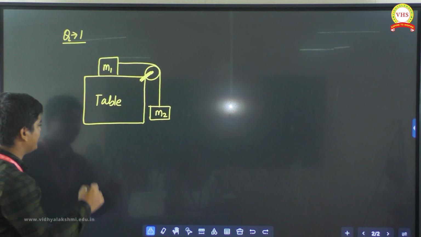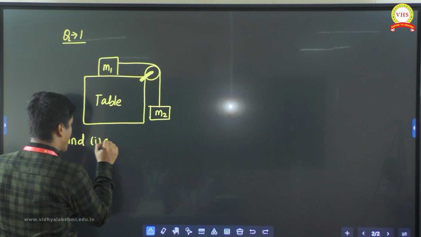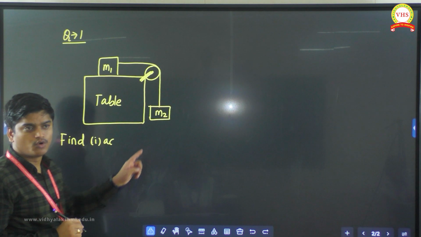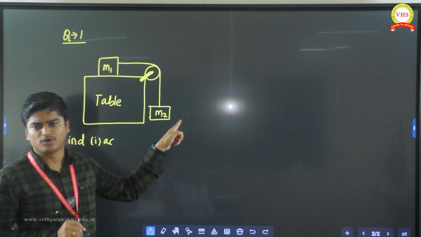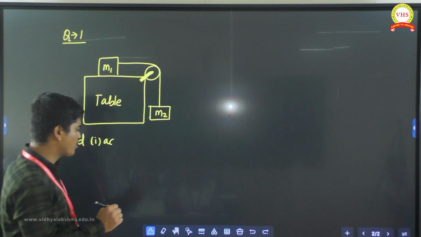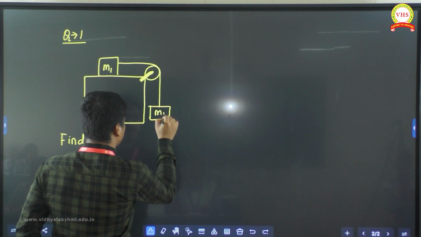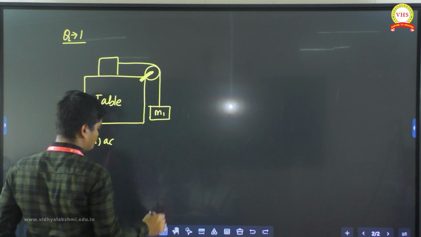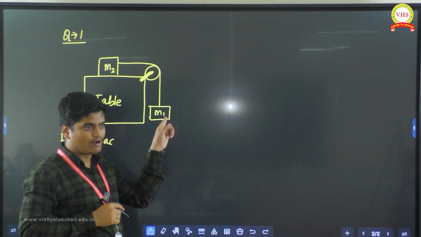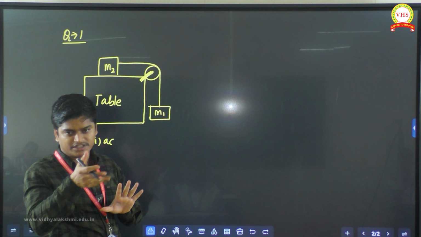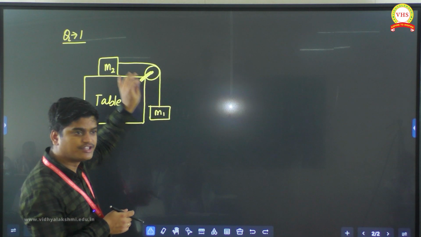Now, what we need to find here? Here the question will be asked: find the acceleration. Which one have you taken, M1 or M2? You take this one as M1, and this one you take as M2. But remember, whichever you take as M1 or M2, the result will change. So consider in this particular question you have taken this as M1, and this is your M2.